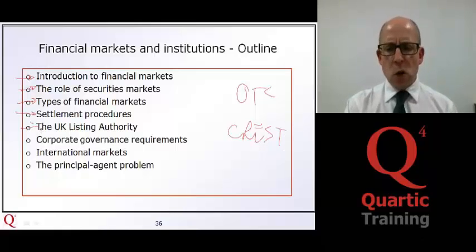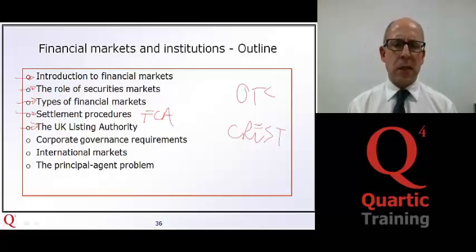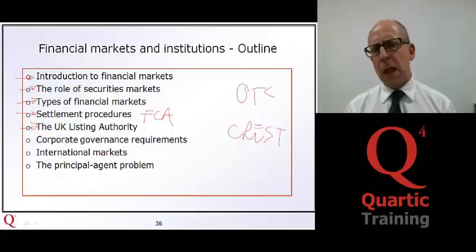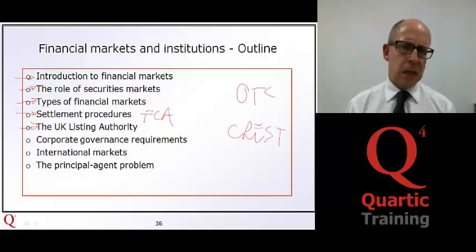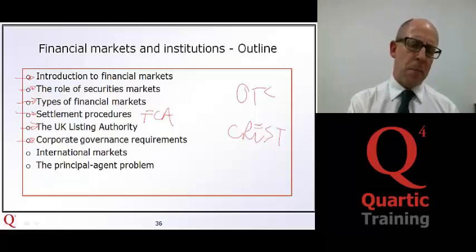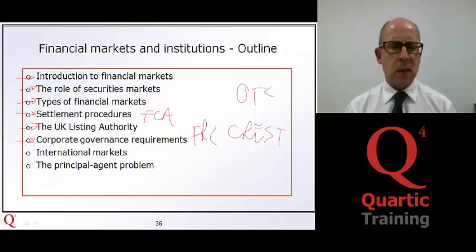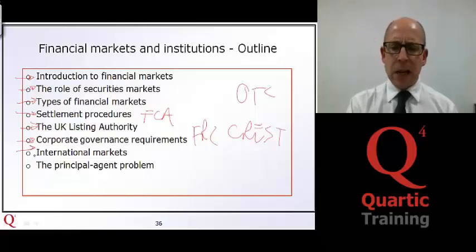We'll then look at the role of the UK Listing Authority. This is actually the FCA itself, the Financial Conduct Authority. It's the listing authority in the United Kingdom currently. And look at the role that they play in terms of the requirements for firms listing on the London Stock Exchange. Very importantly, the corporate governance requirements for UK listed firms is managed and controlled by the Financial Reporting Council, the FRC, who lay down the guidelines for best practice of the governance of firms in the United Kingdom.